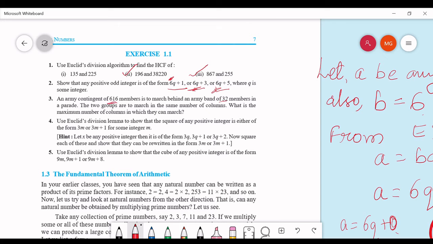So see, this is very much clear that you must have seen that army parade and all. So you see that all these have equal number of rows and columns, right? So the values are fixed. That means their common factor will be used to get the maximum number of columns in which they can march, right? So nothing is to be done here. Now just calculate the HCF of 616 and 32 and you will get your answer, right? So you will be doing this by yourself. Question number 3, do it by yourself, right?